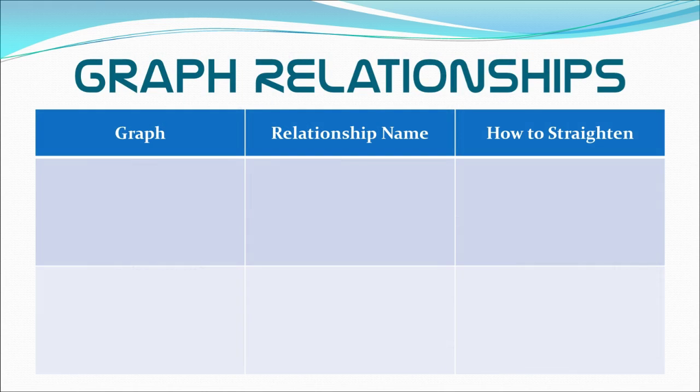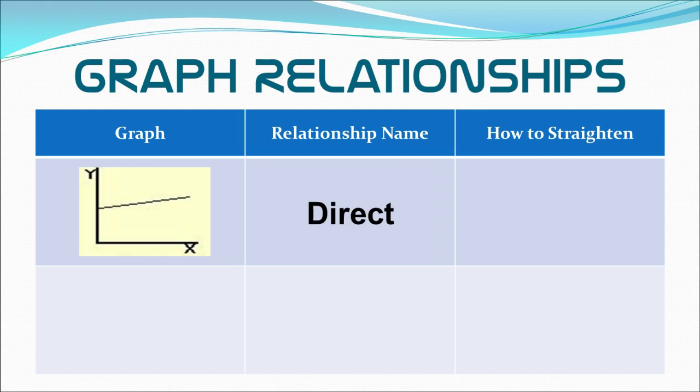We record data in order to graph it and look for relationships. These relationships help us to quantify our world and take an observation and create a calculation. Different graph shapes give us different relationships. This graph is called a direct relationship. It's just a straight line. It's already straightened. If I were to linearize this graph, I don't need to do anything different to it.